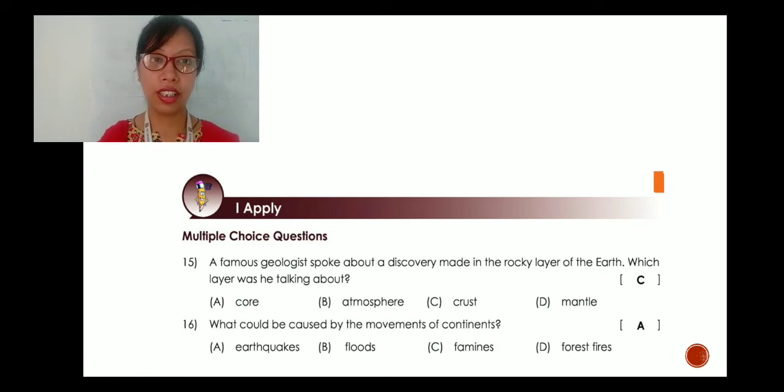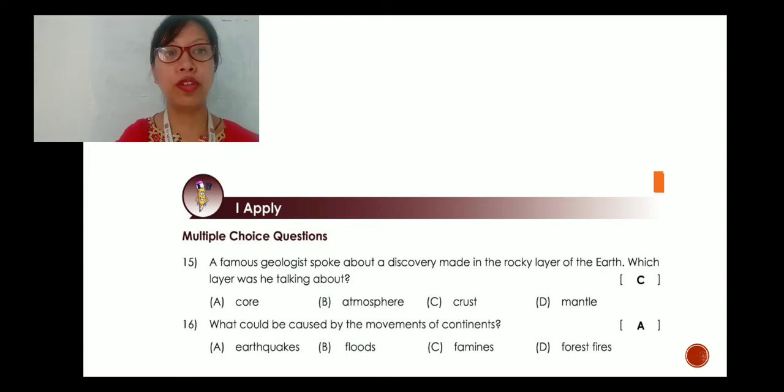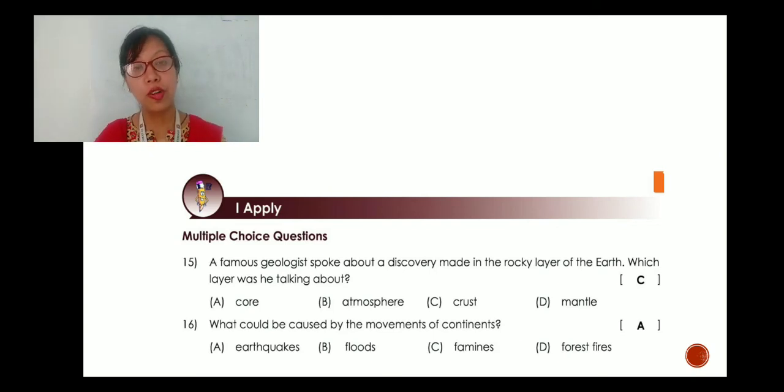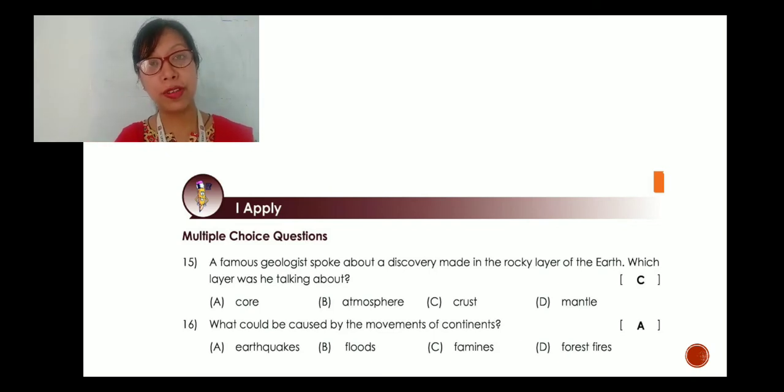Then come to question number 16. What could be caused by the movements of continents? A. Earthquakes, B. Floods, C. Famines, D. Forest fires. Remember, continental drift is related to the moving of the plates, right? The moving of the plates is related with earthquakes. Remember it, okay? So the answer will be A, earthquakes.